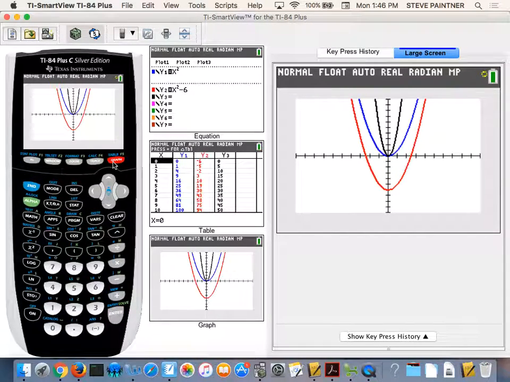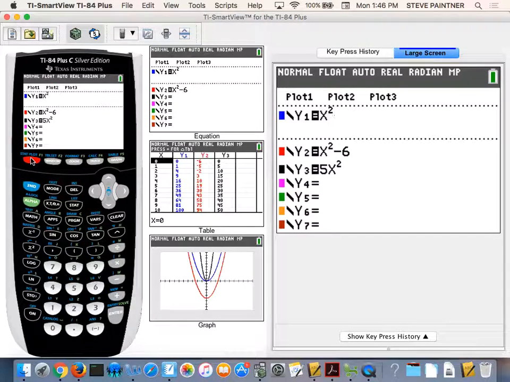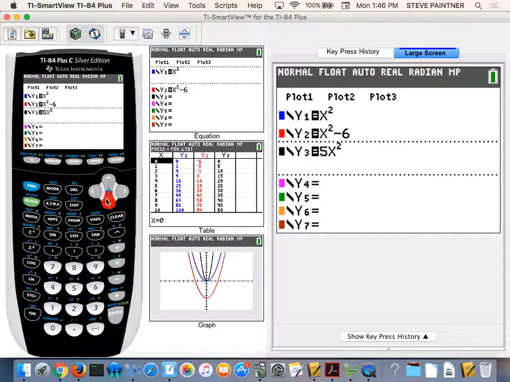Did it move it 5 to the right? No, you know what it did? It made the parent what? Narrow. That's coming up later this week. He jumped ahead of me. Okay, that didn't move it. Hang on, I gotta get rid of it. Clear. Okay.